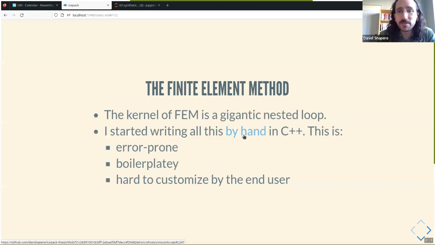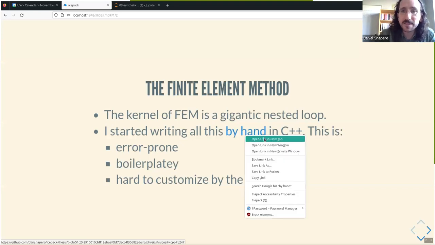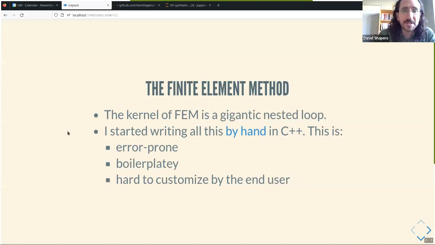So I started writing all of this by hand in C++. This is a couple language standards ago. But very often the complaint about this is that it can be error prone to write. There can be a lot of boilerplate, and most especially, it can be very difficult to customize by the end user. And that was kind of one of the big things that I was trying to address when writing IcePack.